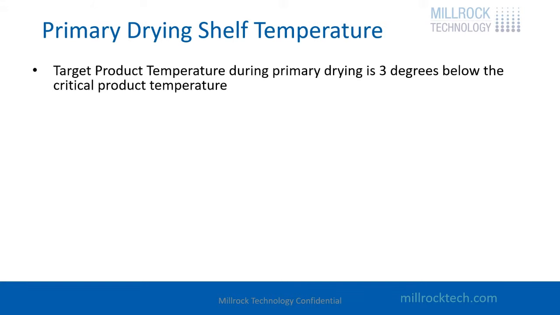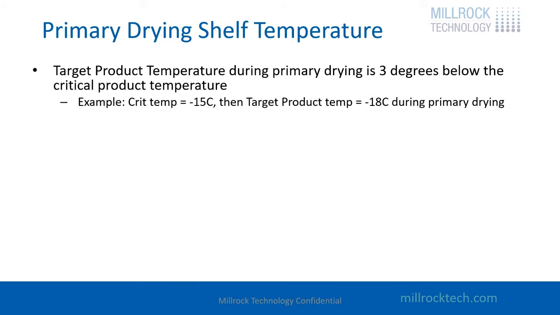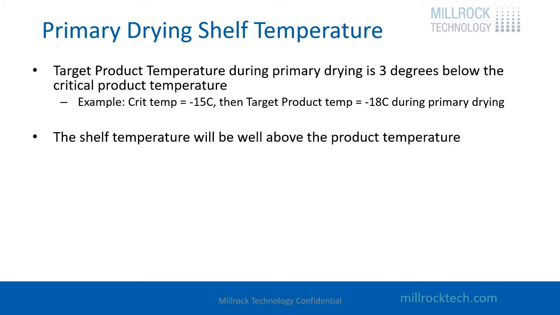So what is the primary drying shelf temperature? How do we set that? You take your target product temperature during the primary drying cycle, and you're going to try to keep that 3 degrees below the critical product temperature. For example, if our critical temperature is minus 15, then the product temperature is going to be about minus 18 degrees. The shelf temperature, since it's going to be above the product temperature because we're driving energy into the process, sublimation is an endothermic reaction, so the product is actually going to be cooler than the shelf during sublimation.